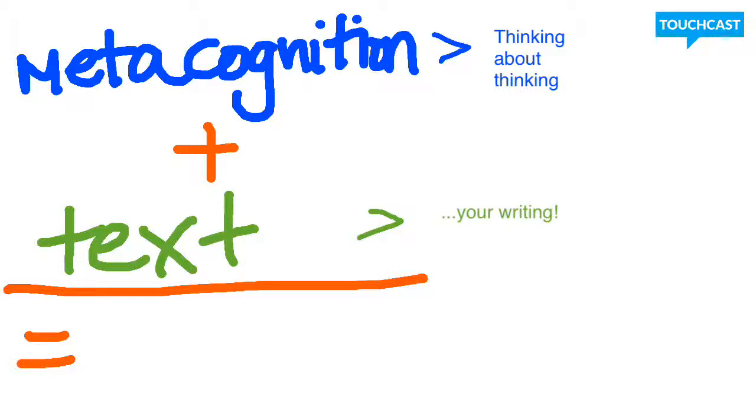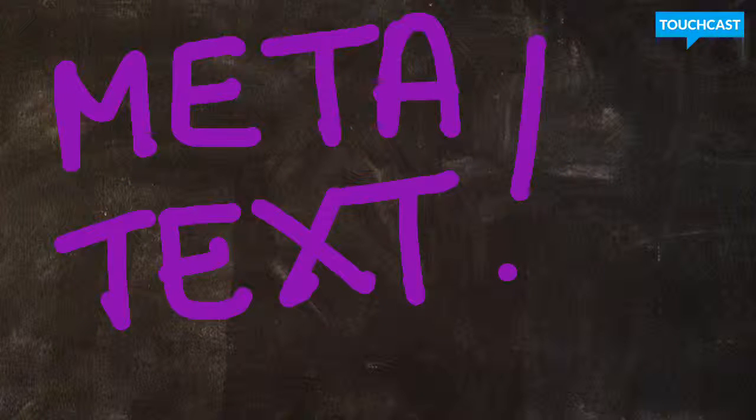And meta text is a combination of metacognition, and that word means thinking about thinking. So is this the most effective attention getter? Why do I need to fix this run-on sentence? Or why even is it a run-on sentence? Why does this word need to be capitalized? Why did I add a sentence at the end of the paragraph to wrap it up? Things like that. So thinking about thinking, and we're making it specific to text, which is your writing. And that's how we got meta text.